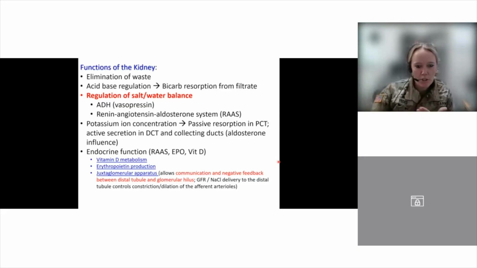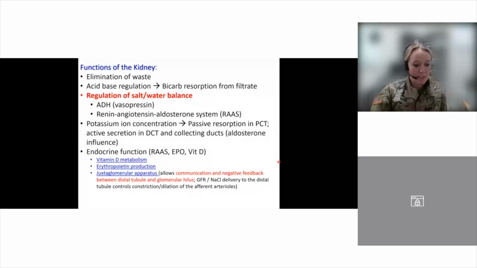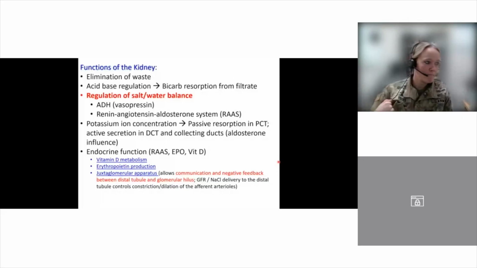When everybody said filter, what you mean is the elimination of waste. So one of the kidney's biggest jobs is just to filter things out. It has that fenestrated epithelium and the fenestrated endothelium in the glomerulus, and it uses that to get rid of all the waste products. There's a lot of secretion and resorption that happens throughout the length of the nephron. So acid-base balance, secretion and resorption of bicarb and hydrogen ions, maintaining salt and water balance.